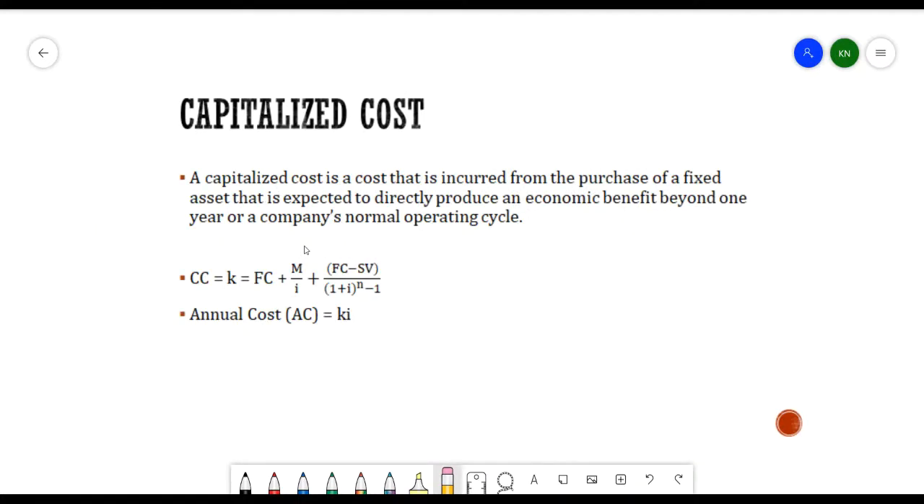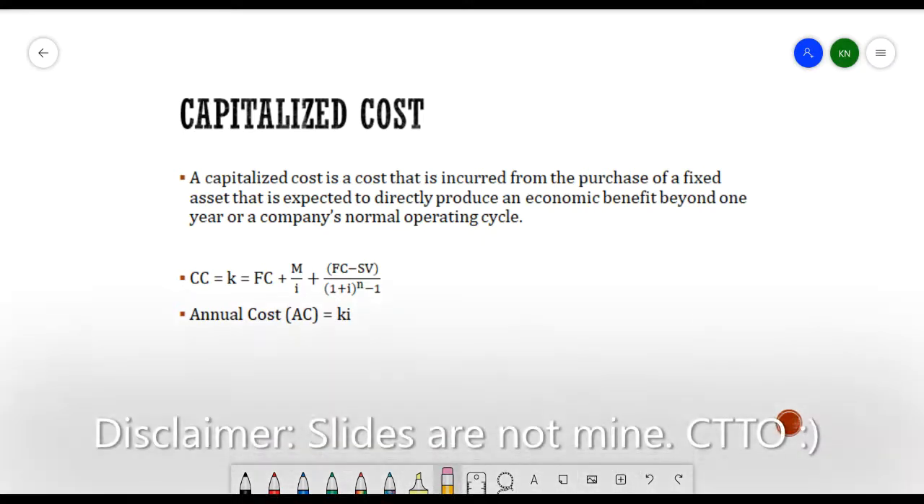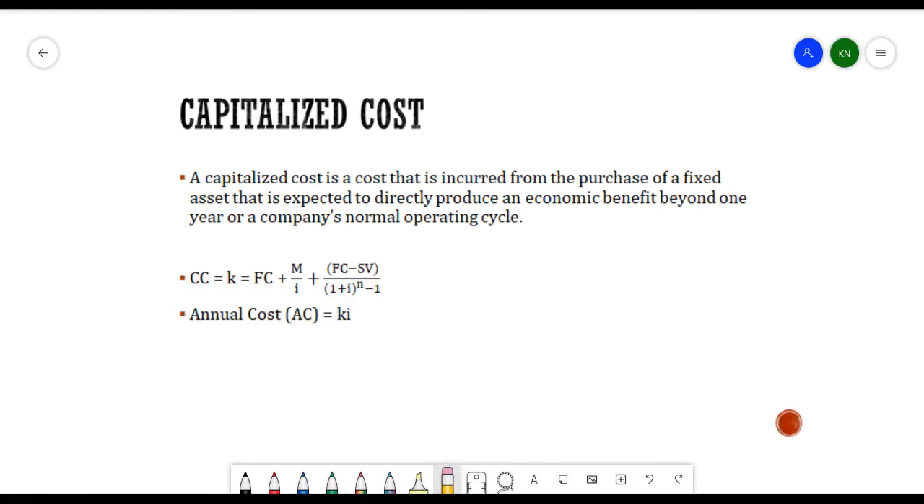A capitalized cost is a cost that is incurred from the purchase of a fixed asset that is expected to directly produce an economic benefit beyond 1 year or a company's normal operating cycle. I got this definition from corporatefinance.institute.com, so credits to them.